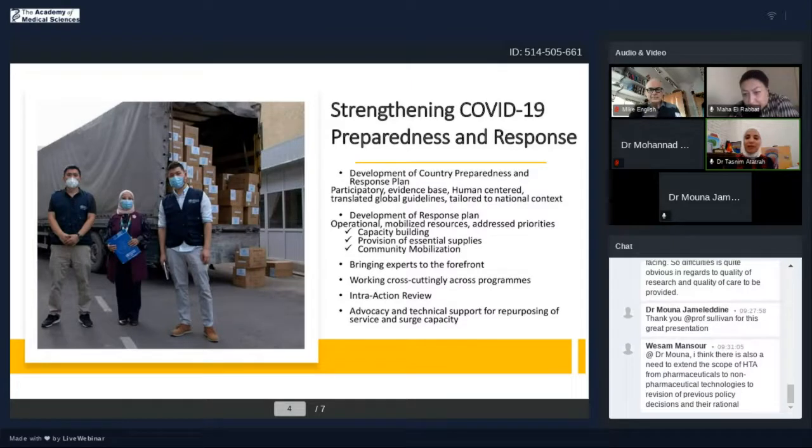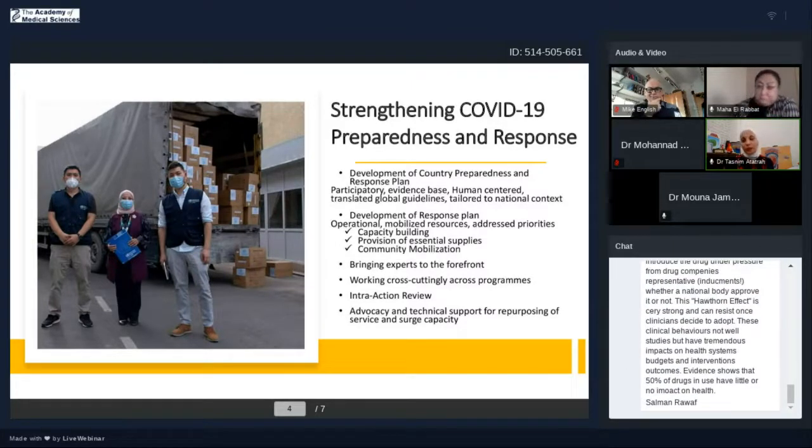To summarize the main actions that have been taken through the COVID response, countries have been working together to develop countries' preparedness and response plans. This was important to highlight, as countries came together to articulate their actions. And with this, again, there was a lot of effective use of resources. Countries have been sharing expertise and also sharing means of how to translate the global guidance tailored to the national context. We took these plans forward and we created what is called an operational plan. And this plan has had a lot of emphasis, again, on capacity building, on community mobilization, and also on the provision of essential supplies and tools.